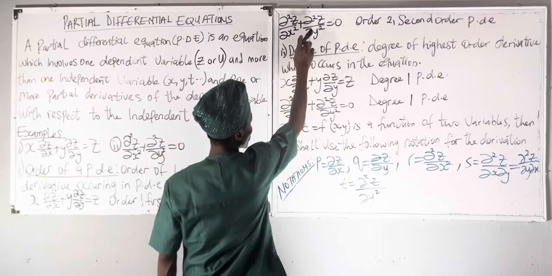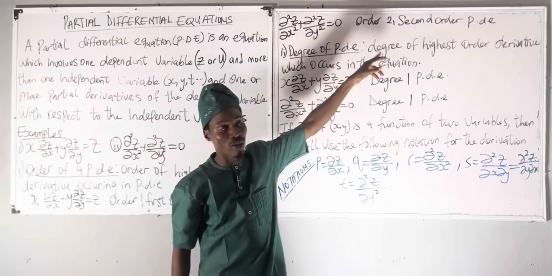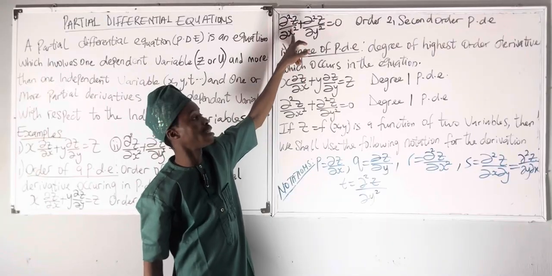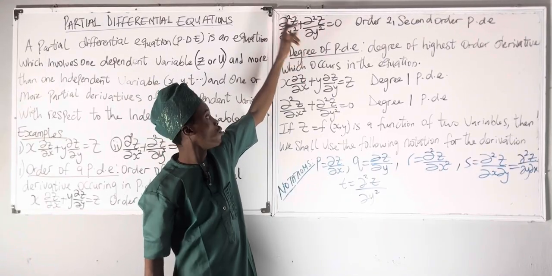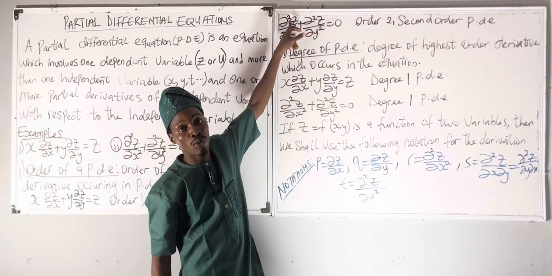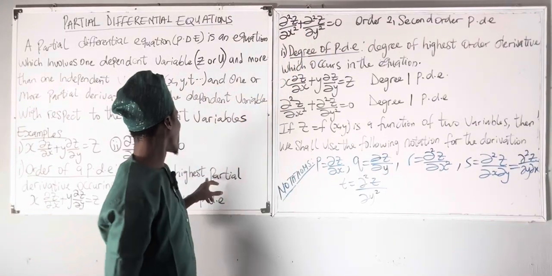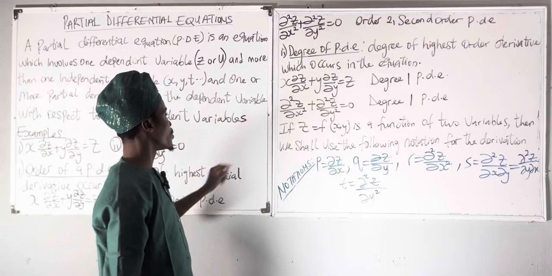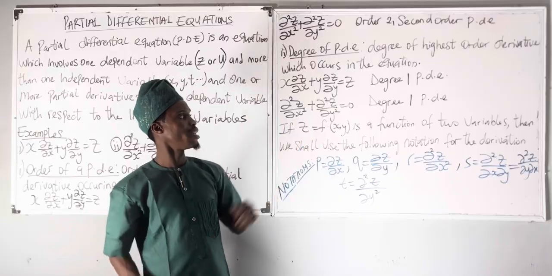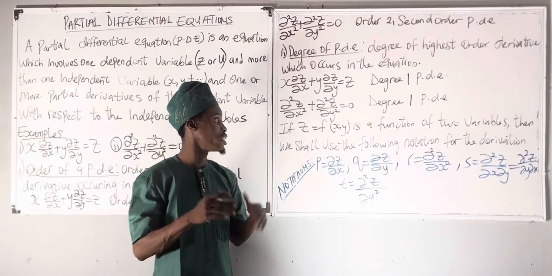And the second one I've explained. We have order 2, that is, a second order PDE. The reason is that we are differentiating x twice and we are differentiating y twice. So the highest order of derivative here is 2, so the highest partial derivative occurring in the PDE is 2. So let us go to the degree of a PDE: the degree of the highest order derivative which occurs in the equation.